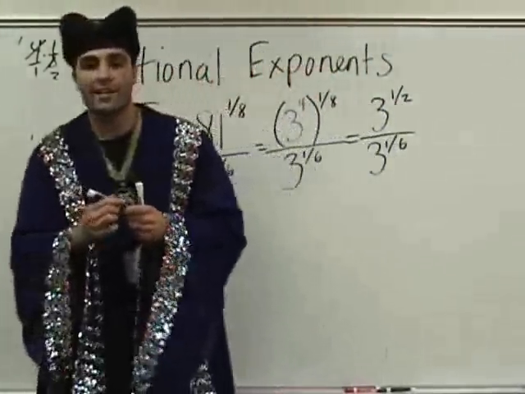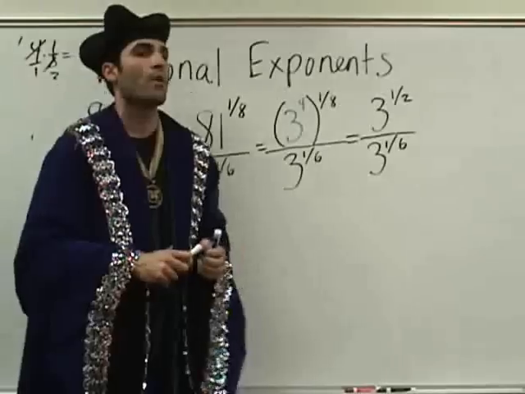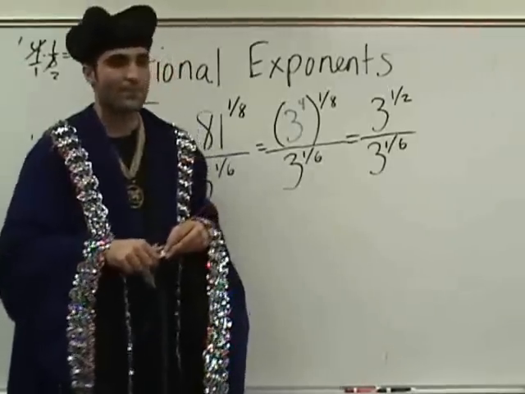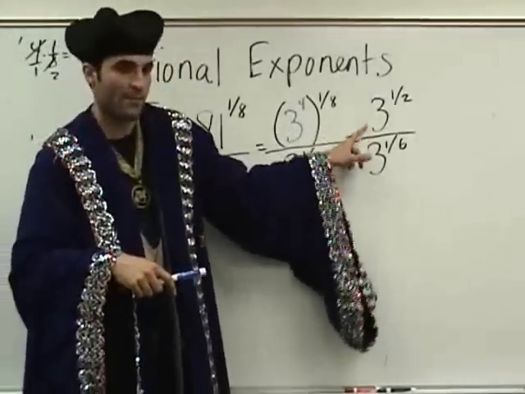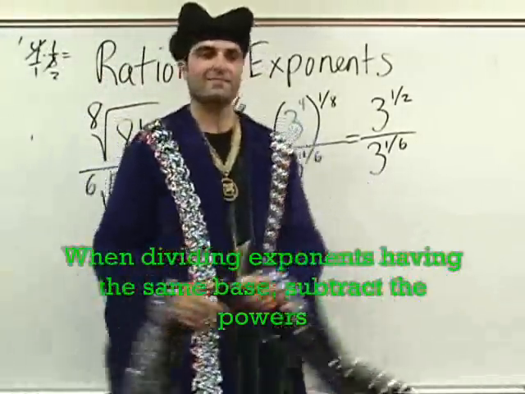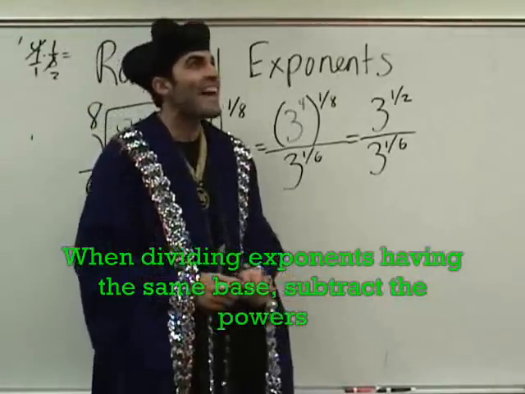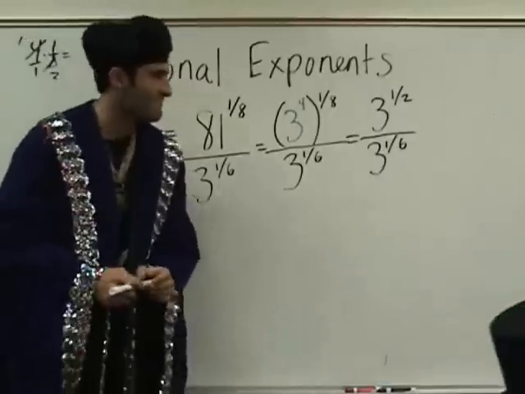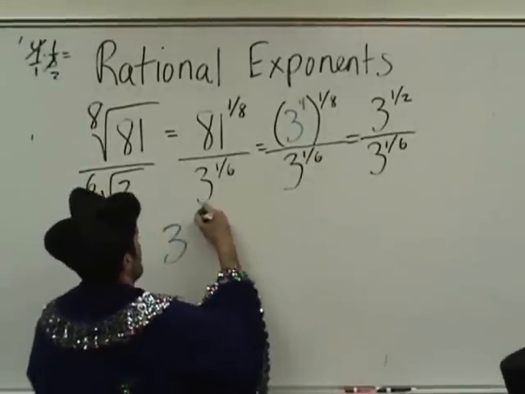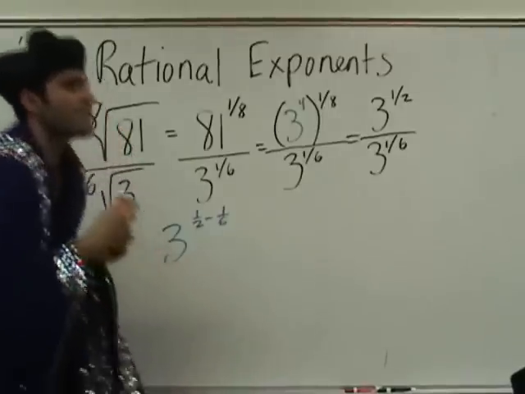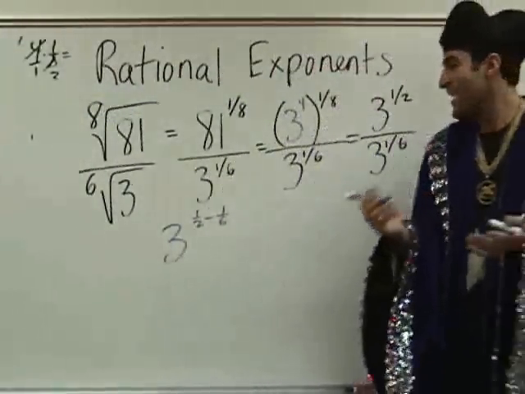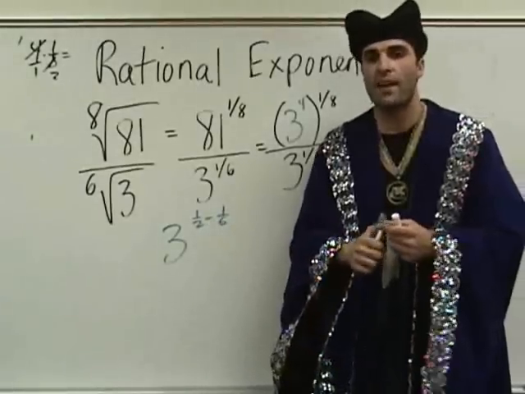When you divide exponents of the same base, what do we do with the powers? Minus. When we divide exponents having the same base, we subtract the exponents. So this answer is 3 to the 1/2 minus 1/6. How do you subtract fractions? Common denominators is the way to subtract fractions.